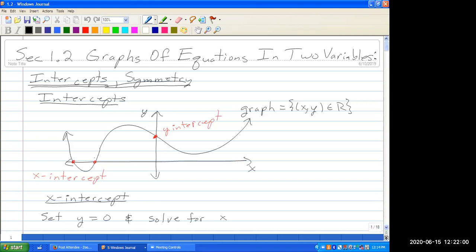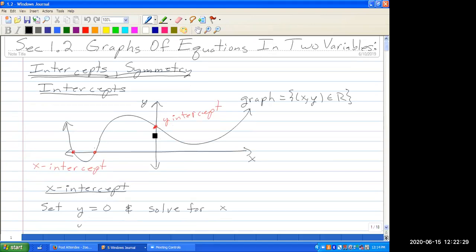The graph of an equation is just a set of ordered pairs in the relation. The x-intercepts are the places where this curve intersects the x-axis. The y-intercepts are the places where this curve intersects the y-axis.